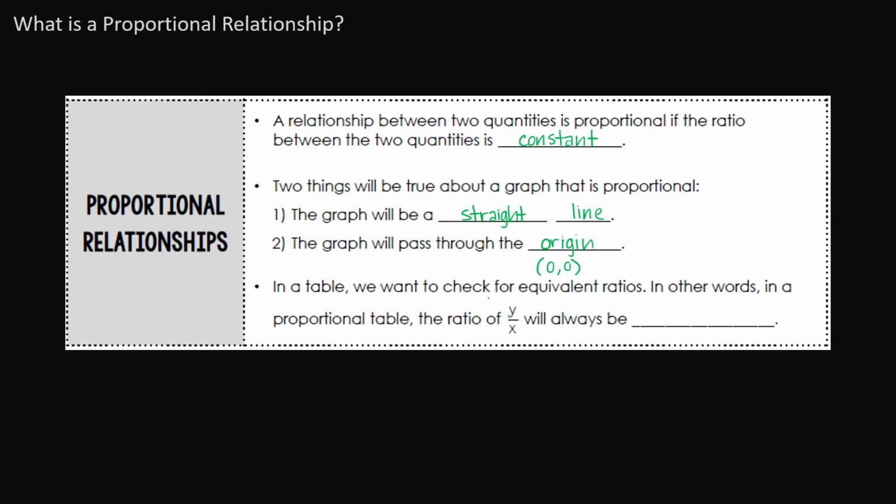In a table, we want to check for equivalent or same ratios. In other words, in a proportional table, the ratio of y over x will always be constant. In other words, it will always be the same.